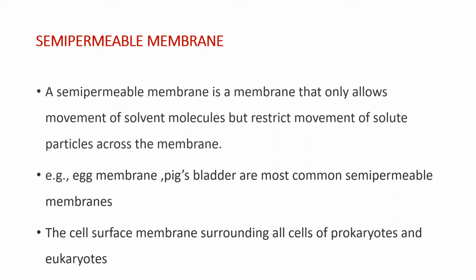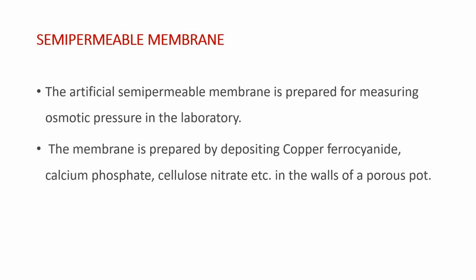A semi-permeable membrane is a membrane that only allows movement of solvent particles but restricts movement of solute particles across the membrane. For example, egg membrane, pig's bladder. The cell surface membrane surrounding all cells of prokaryotes and eukaryotes is another example of a semi-permeable membrane. We have seen a number of examples of natural semi-permeable membranes.